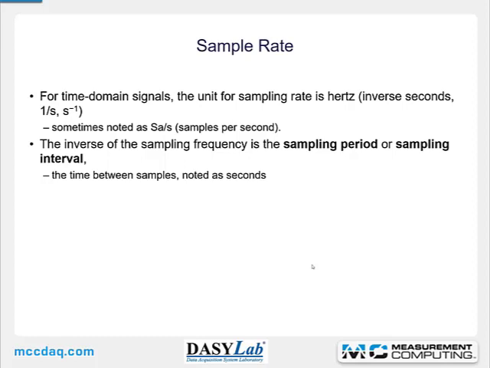The inverse of the sampling frequency is the sampling period or the sampling interval, which is the time between samples, also noted as seconds. An example for this would be if you're sampling at 100 samples per second, your sample interval is going to be 10 milliseconds between samples.